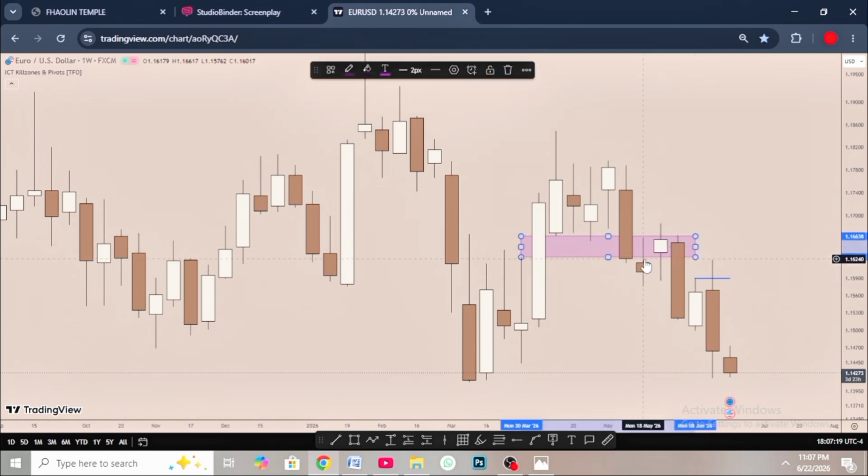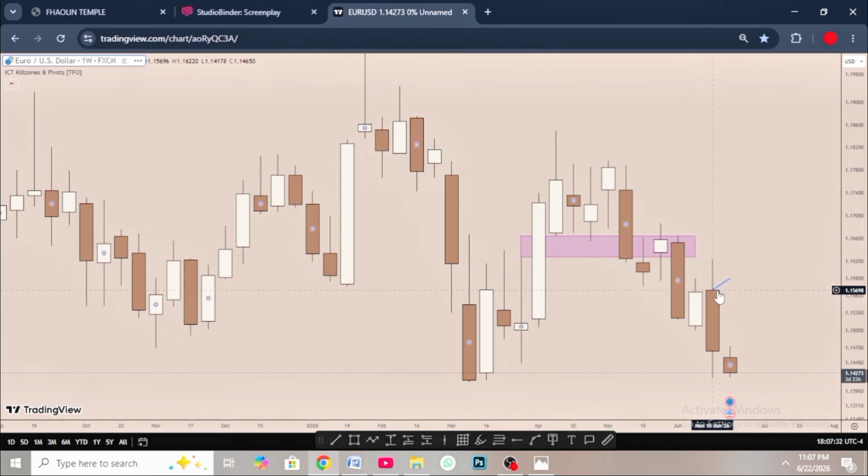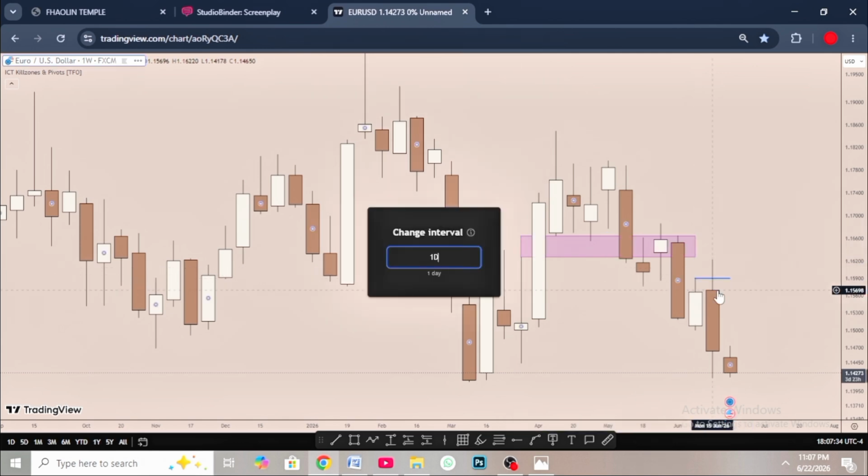Price tapped into the inverse fair value gap, right? There's also a fair value gap right here with two other candles. Price tapped it nicely, broke below this structure, and you can see that we have just been bearish. Everything on the weekly screams bearish. Okay, so now let's go to the daily.